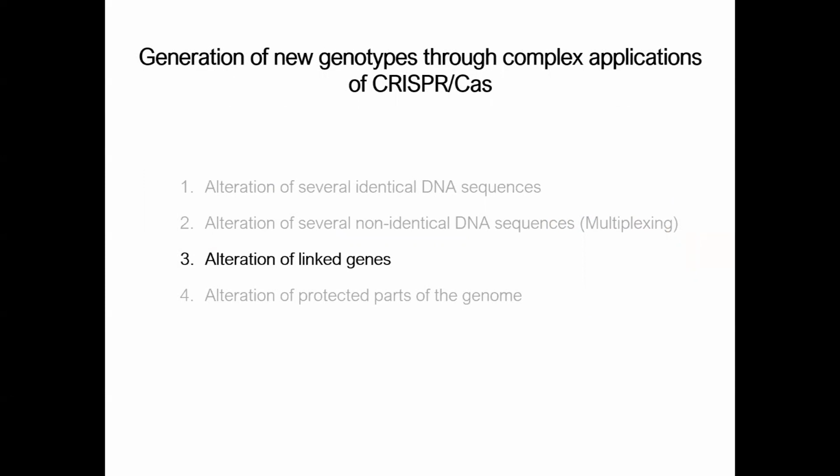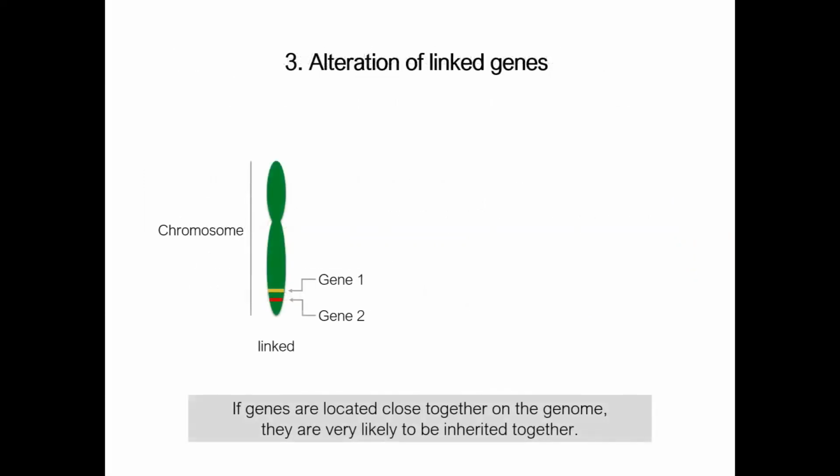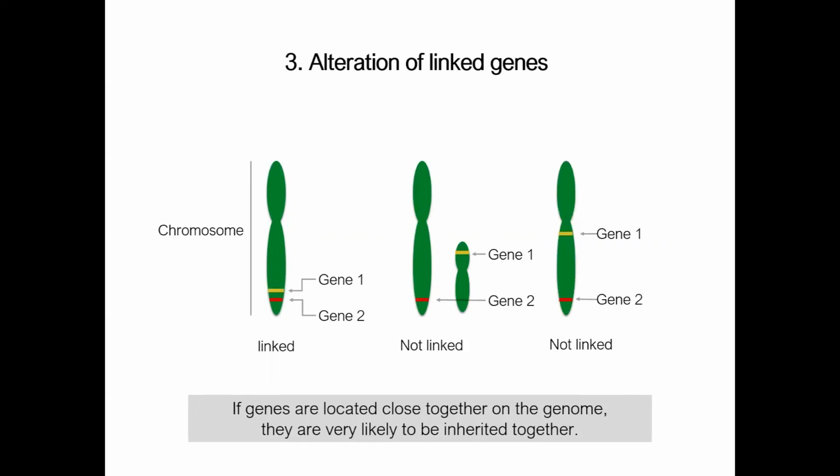CRISPR-Cas can also be used to alter so-called linked genes. Genes that are very close to each other on a chromosome are referred to as linked because they are mostly, meaning very likely, inherited together. If 2 genes are located on different chromosomes or on the same chromosome but with a greater distance between them, then they are not linked and can be inherited separately from one another.